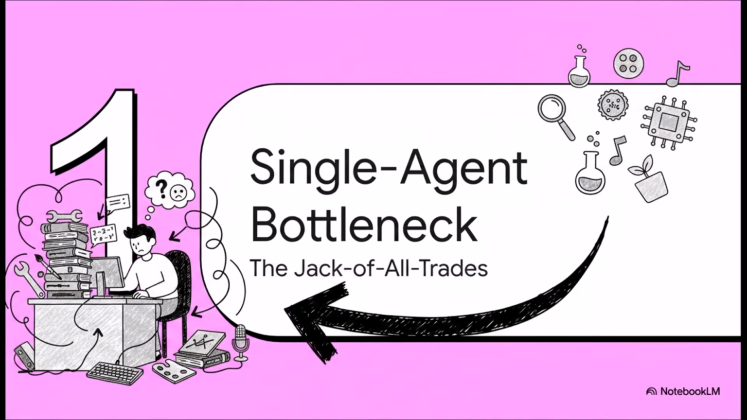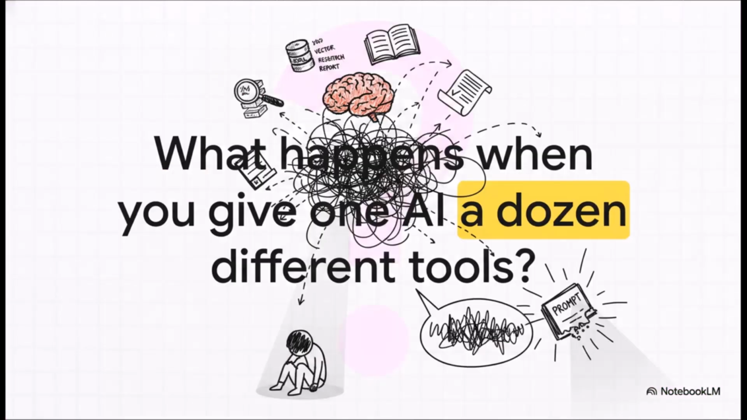Section 1. The single-agent bottleneck. The jack of all trades. Picture an overworked employee sitting at a desk that is just piled high with totally different tasks spanning completely different domains. And worse, they're expected to be a flawless expert at every single one of them. Well, that is your generalist AI right now.